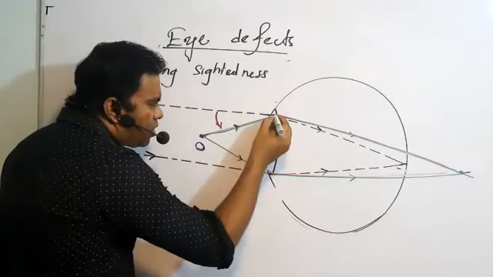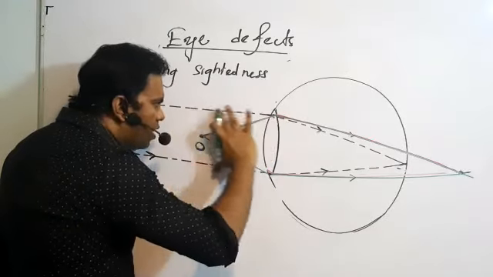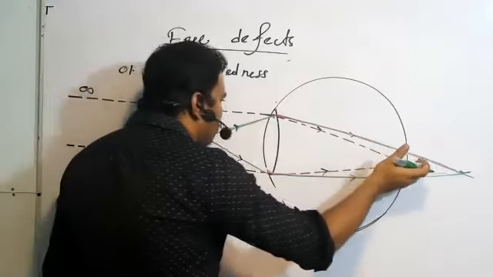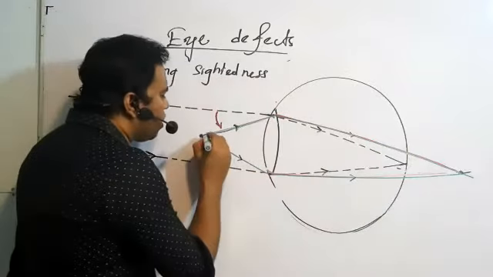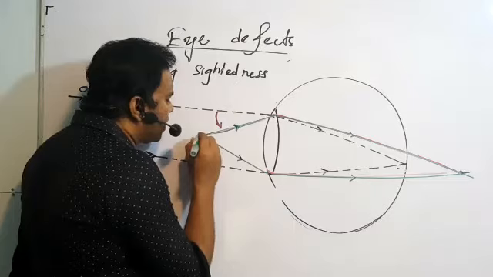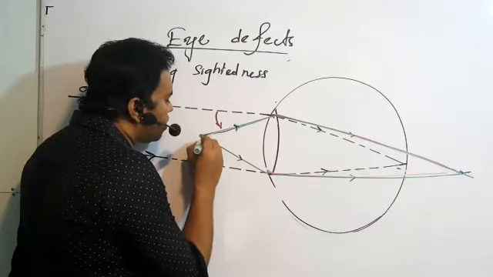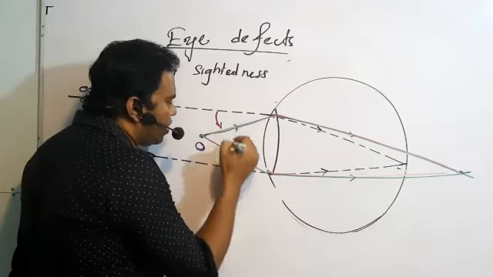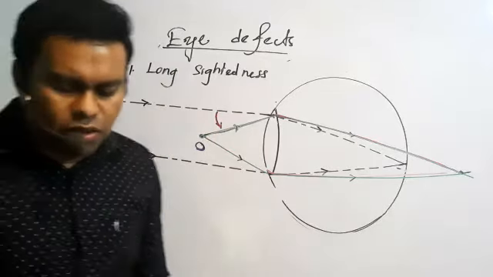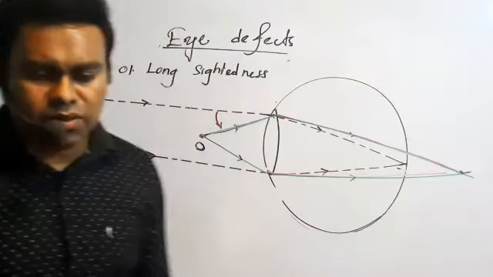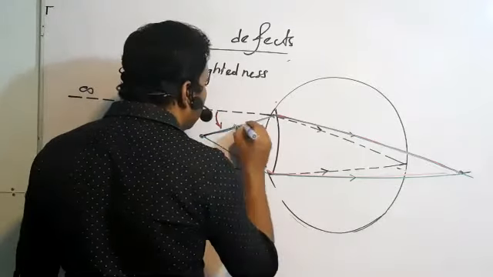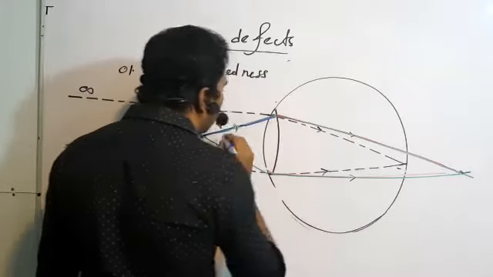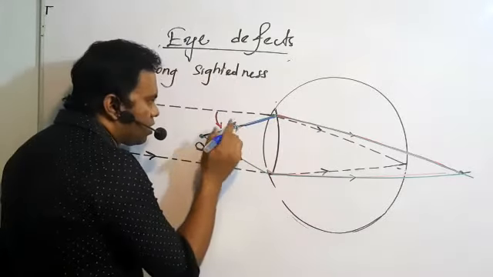So we want to compare. We know this parallel light ray is already focused onto the retina. It's okay, we know that. But we don't know how the light rays coming from the closer object refract. We have no knowledge of that. So we have to make a logic. We have to compare. How to compare? We compare like this.